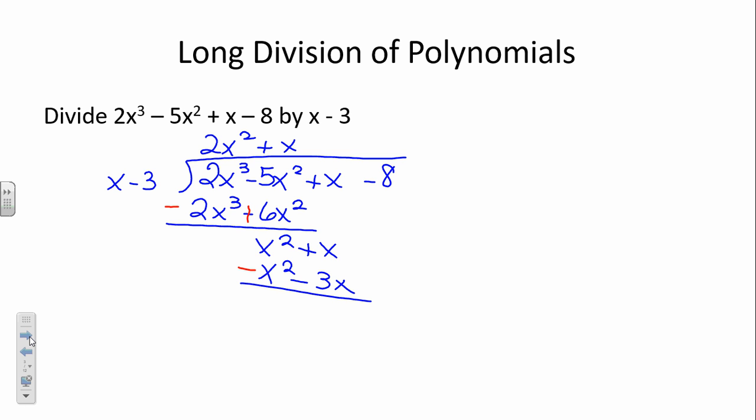We want to subtract. That means change the signs of everybody. And we get 4x. Bring down the 8. X times what gets me 4x? 4. Multiply. Watch your signs always, and change the sign. What's my remainder? So how do we write that as a fraction? 4 over the, yep.